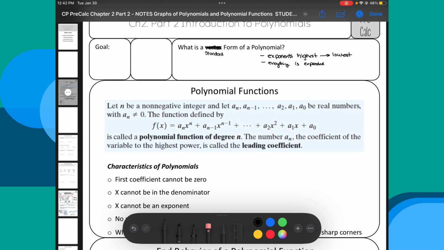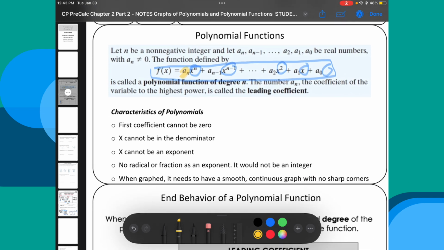So the very math definition of a polynomial looks like this. f(x) is equal to a sub n x to the nth power plus a sub n minus 1 x to the n minus 1 power. So that's just saying that for each exponent, we always just go down one until we get to our quadratic and then linear, and then there's no degree on that last term, the constant. The number up front, the first a value, is called the leading coefficient. That gives the graph its overall behavior, and we'll talk about that more in a minute.